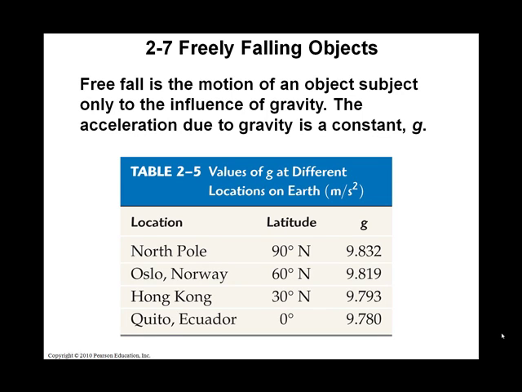Great, this is our last video lecture on Chapter 2, and we are going to talk about objects that are undergoing free fall. Free fall means that an object is only under the influence of gravity, and it accelerates at negative 9.8 meters per second every second, regardless of its mass as it falls.